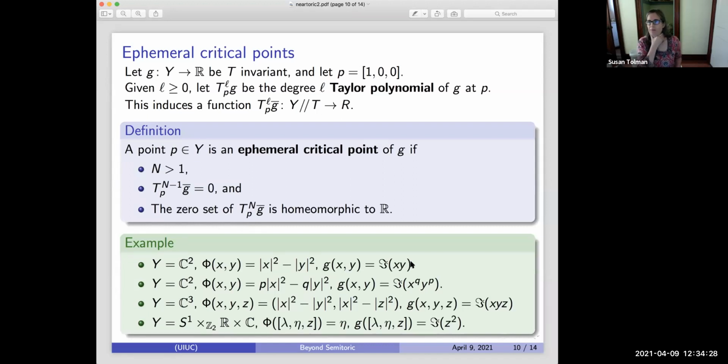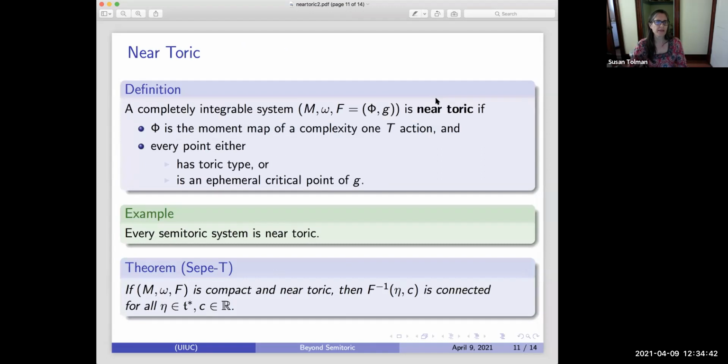So these are all examples of ephemeral critical points. Are there questions again? Good place to see if anybody has any questions. Okay, so what are we doing with them?